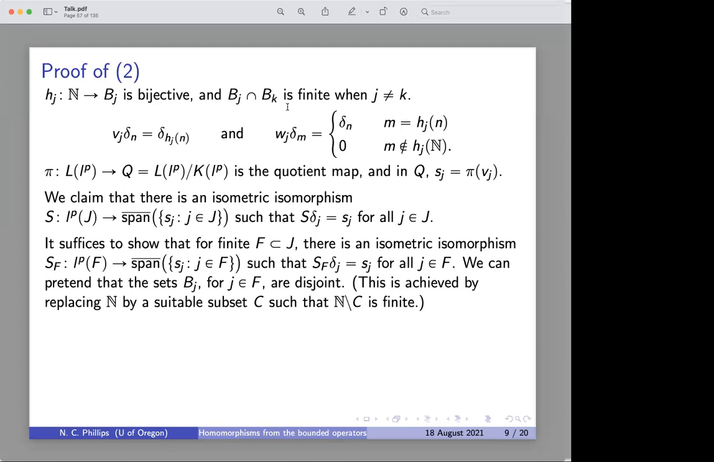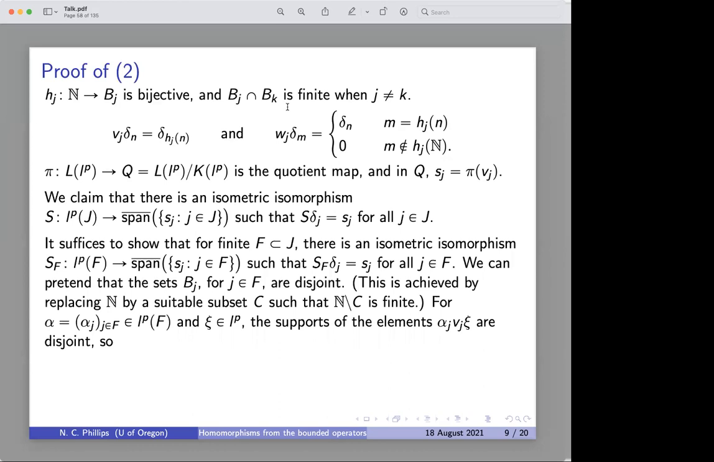So I'm going to pretend that the sets Bj for j in this finite set are disjoint. This is not actually true, but for a finite collection of indices, you can replace n by some suitable cofinite subset, and similarly replace the Bj's by cofinite subsets, which I didn't write, so as to make that true. So I'm not going to go through that part.